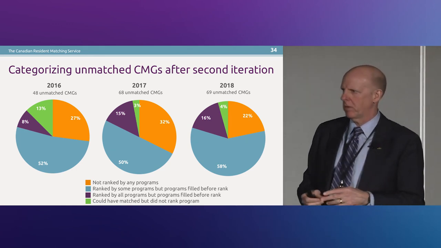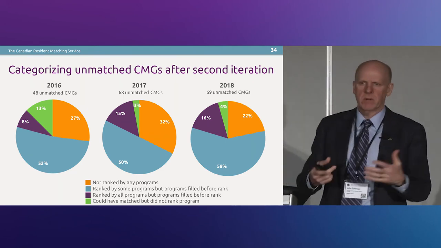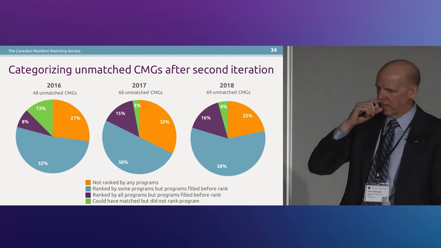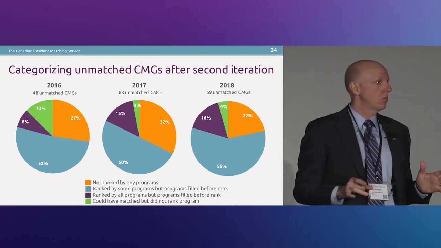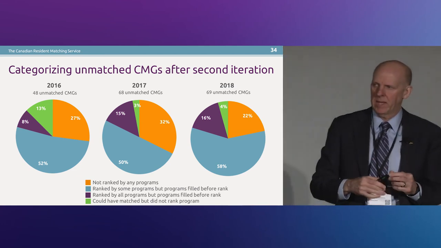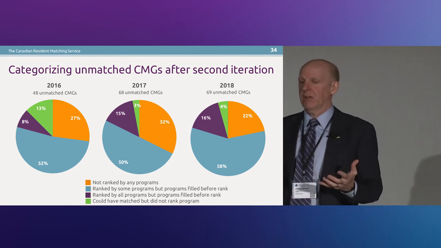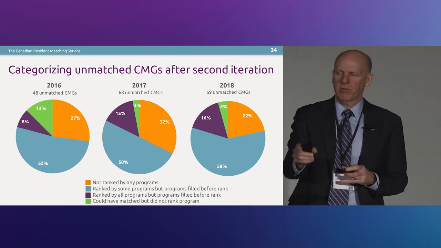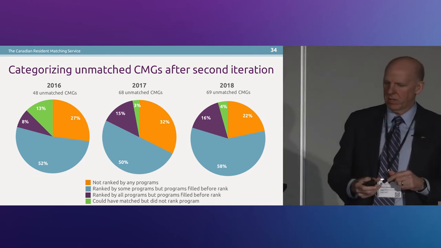If you applied to a discipline that only had one position across the country and 20 people applied to that, well, the program may not have ranked every one of those 20. I don't know, so I just want to be cautious about the conclusions we draw from that. The 16% on the upper left-hand side are those who were ranked by every program they applied to, and again, the programs filled before their place on the rank order list. And then the green around 12 o'clock are those who could have matched but didn't rank the program, and this year that was three. So every one of those categories has had some unmatched in second iteration.